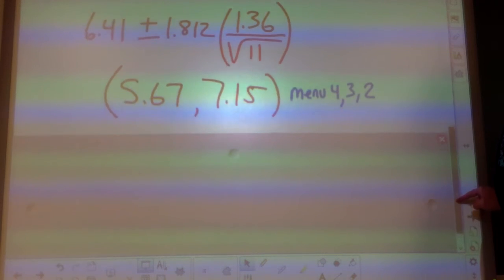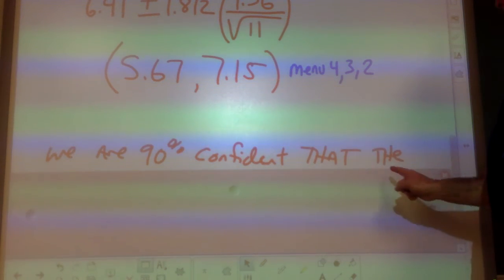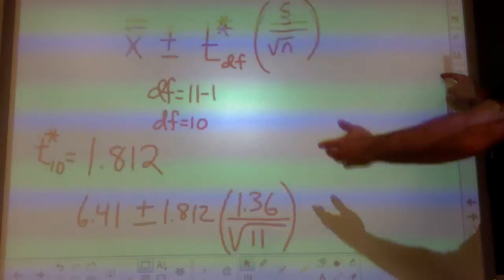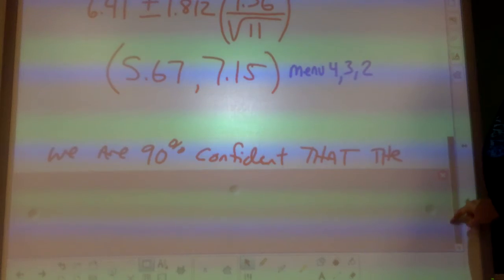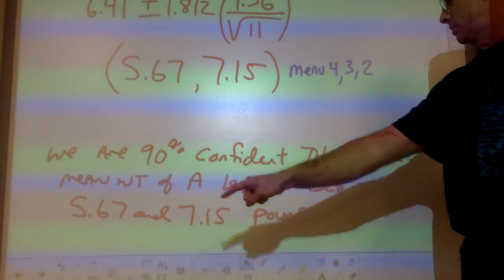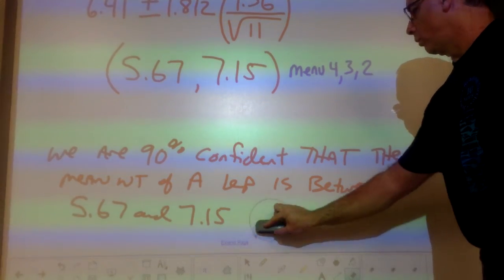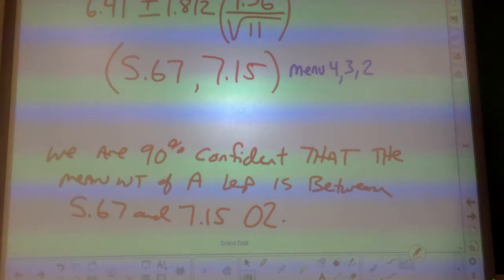So just like proportions, we're going to write a conclusion. So we are 90% confident that, what are we measuring? We wanted a confidence interval for the mean weight of a leprechaun. So we are 90% confident that the mean weight of a leprechaun is between 5.67 and 7.15 ounces. And you put your units in.